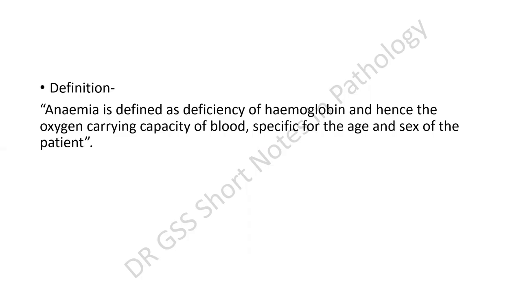If a male patient has got 12 grams of hemoglobin, it is abnormal. Whereas if a female has got 12 grams, it can be considered normal. Similarly, it will be varying for the child according to the age. So the definition is a definition. Do not vary from it.